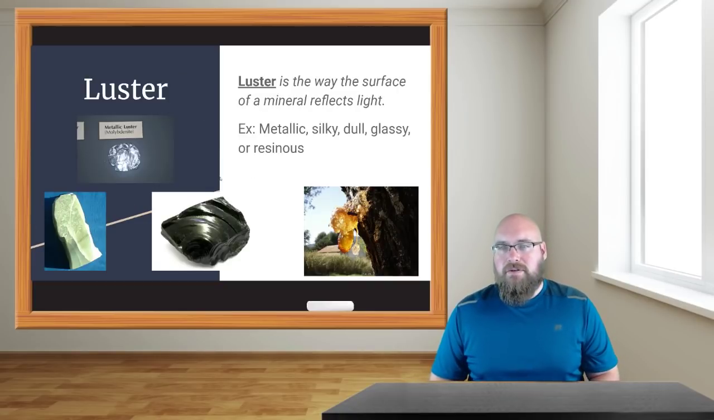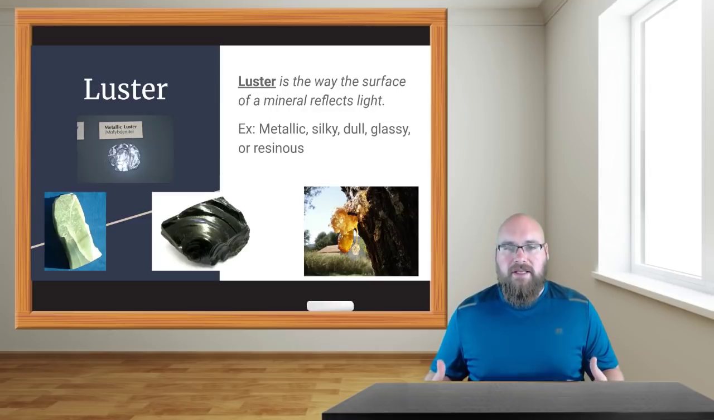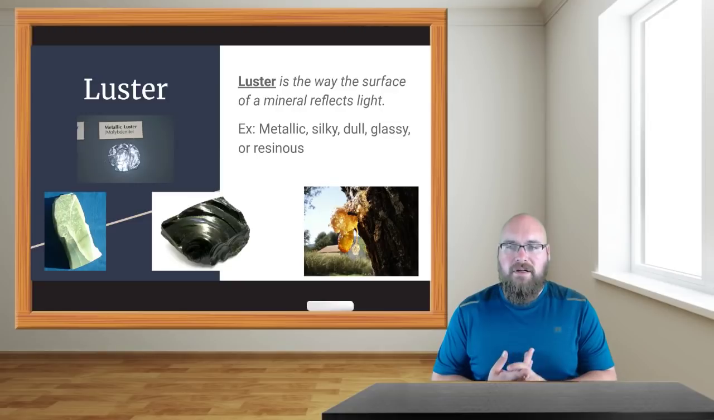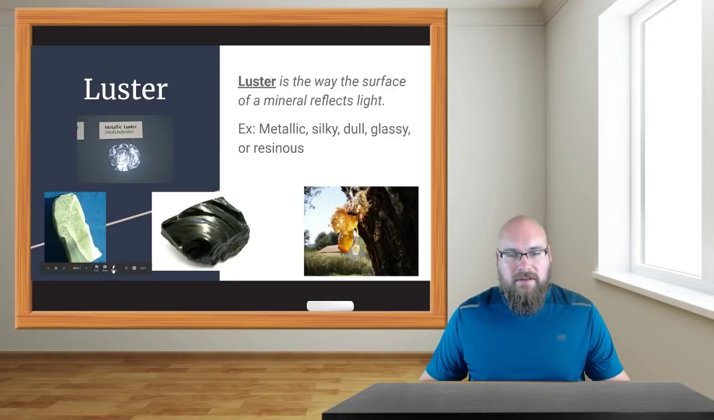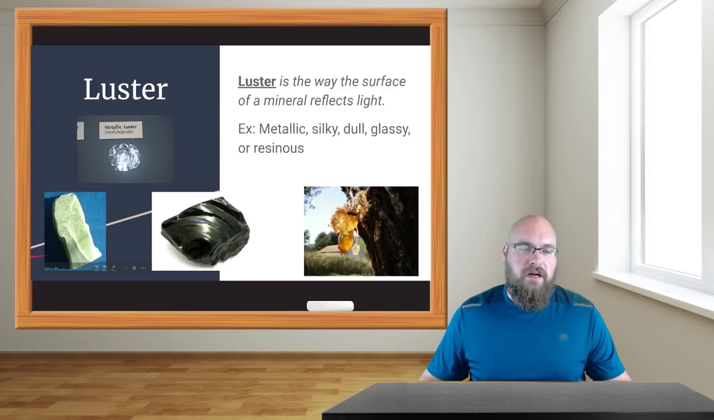So let's talk about luster. Luster is the way that the surface of a mineral or a thing shines, so how it reflects light. We can have things like metallic, milky, silky, dull, glassy, or resinous. So we'd have metallic right here in this area. We could have this shiny, glassy look here. We have resin, which is like tree sap. Things like this can all be different types of luster. Think of it like this: shiny versus not shiny, or dull, luster.